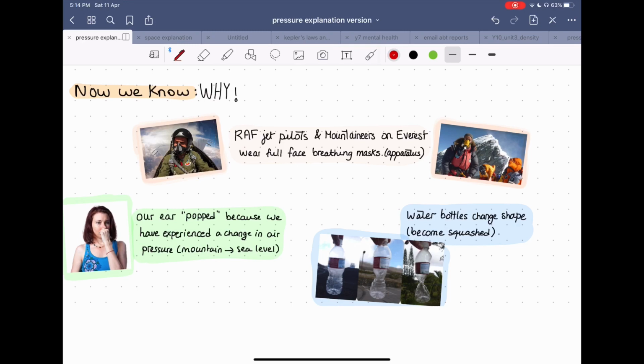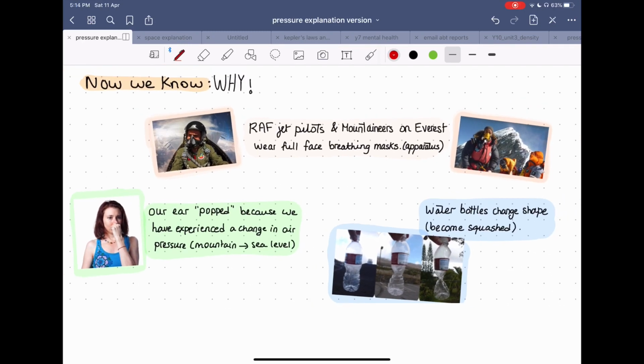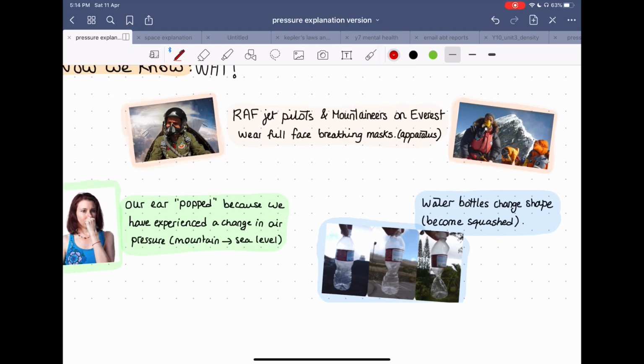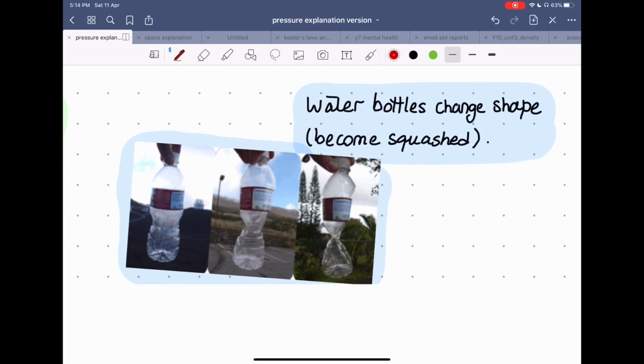And this is why our ears pop, if we go from a mountain back to sea level, or if you're on a plane and you're landing or taking off, and this quick change in the altitude and the pressure on your body will make your ears pop. And this is why water bottles change shape. And I'm gonna have a video explaining how and why water bottles change shape or become squashed as we go from the mountain all the way down to the sea.